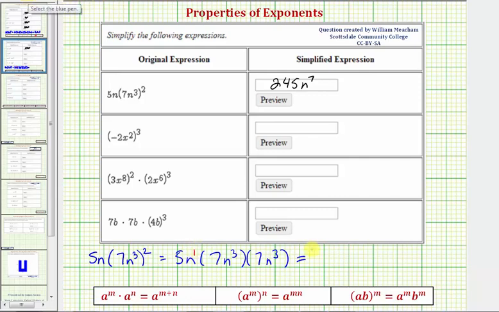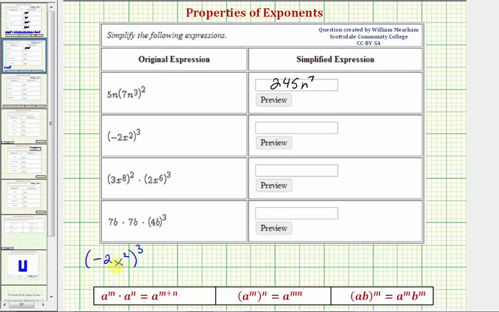So multiplying here, we multiply the coefficients. 5 times 7 times 7 is equal to 245. And n to the first times n to the third times n to the third, we're multiplying, the bases are the same, so we add the exponents, giving us n to the seventh. And as we can see, we do get the same result.